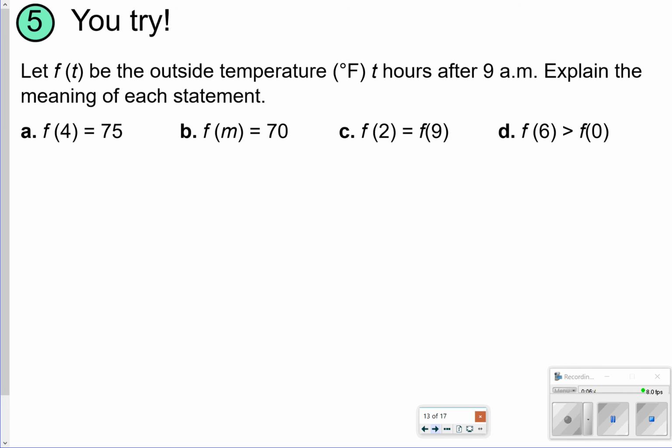So here are a few that you're going to try. So you're going to interpret what does it mean to be t hours after 9 a.m. So what we're going to do is pause here so you can try A, B, C, and D. And then once you're done, click play.